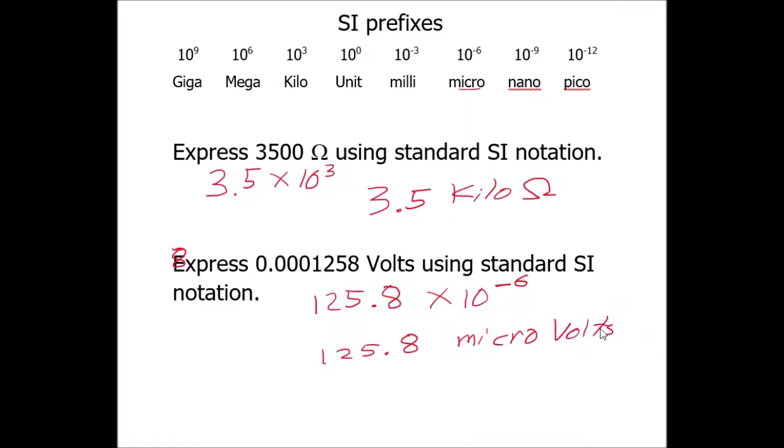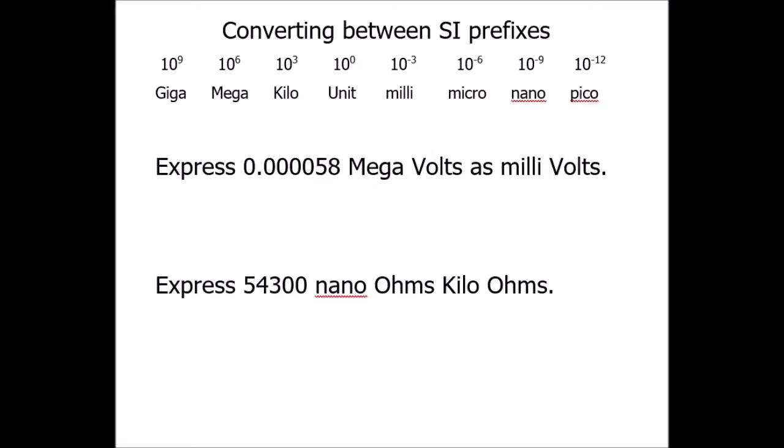So again, writing things using an SI prefix is pretty easy. You just have to first write it in engineering notation, and then you just look up in your reference table what the appropriate SI prefix is and stick that right in there. All right, this is the very last slide.